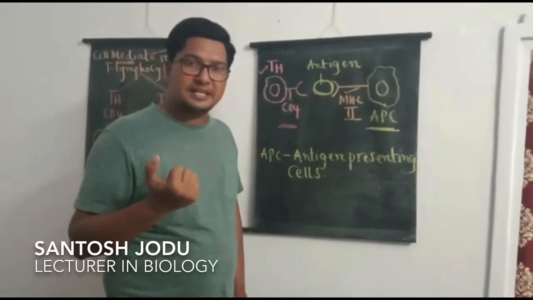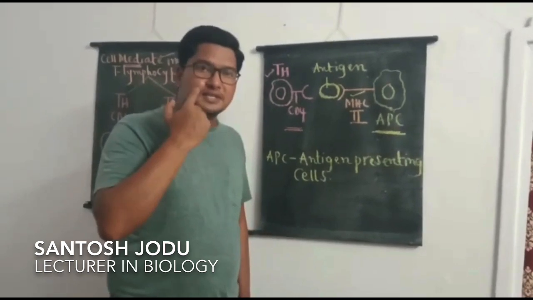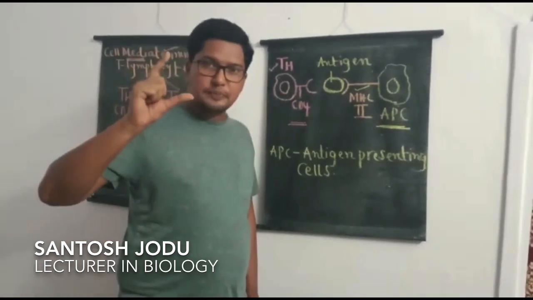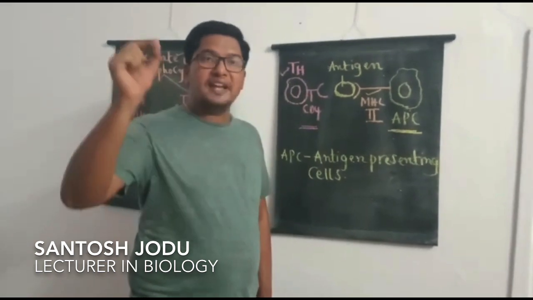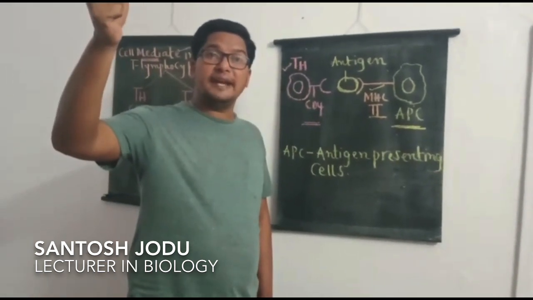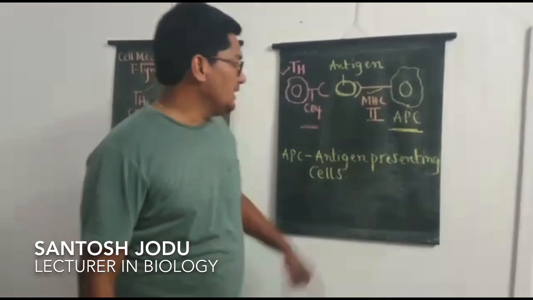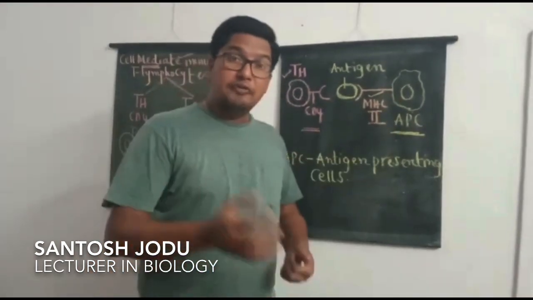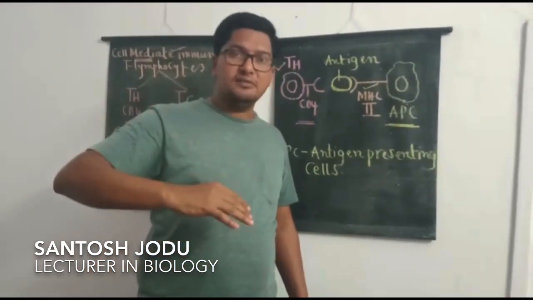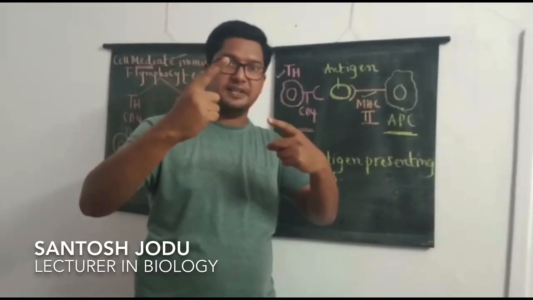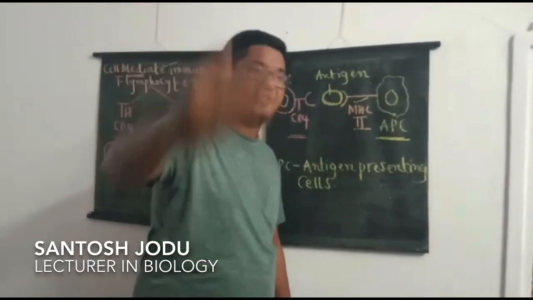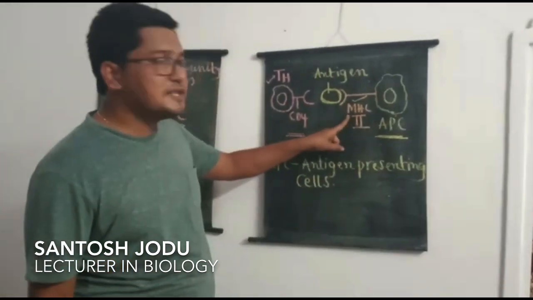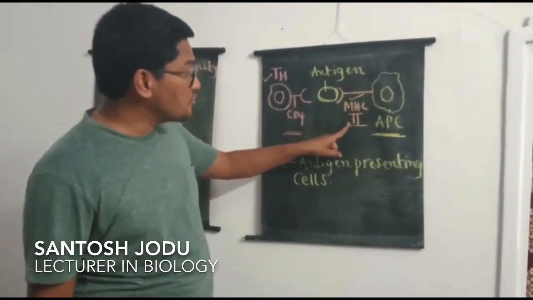So here students should understand, in our immune system, we are gifted with a special type of cells called antigen presenting cells. Whenever foreign antigen enters our blood circulation, this APC will engulf that antigen and process it, and the processed antigen is displayed on its surface, because on its surface, MHC class 2 is present.